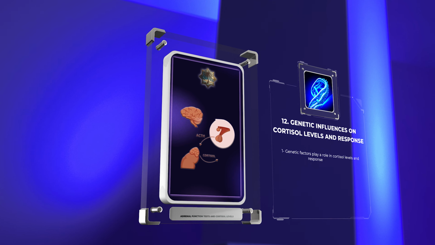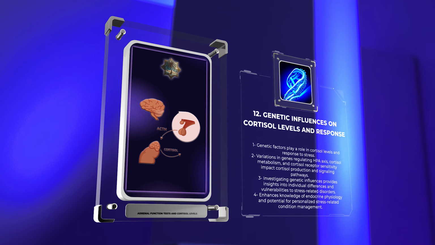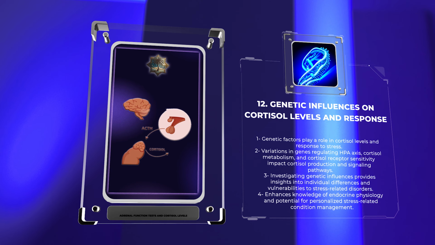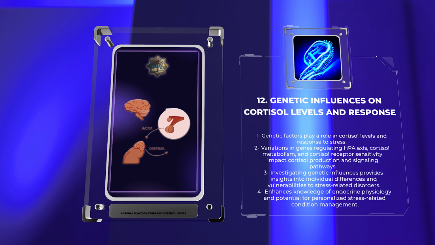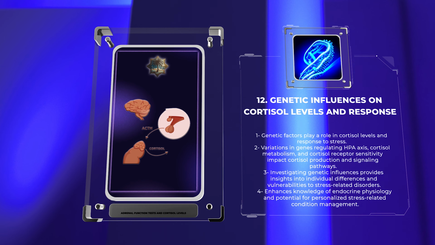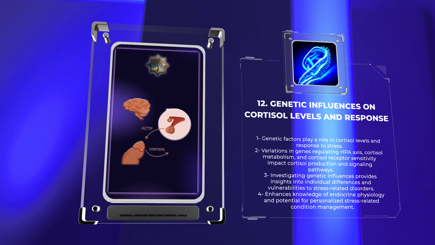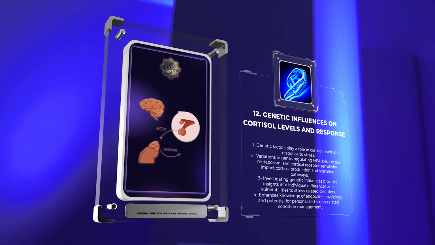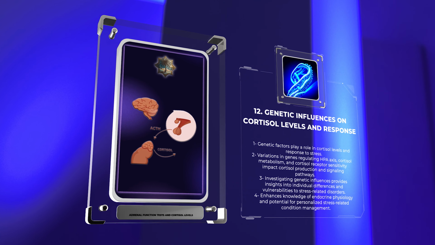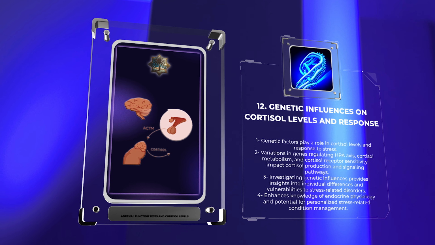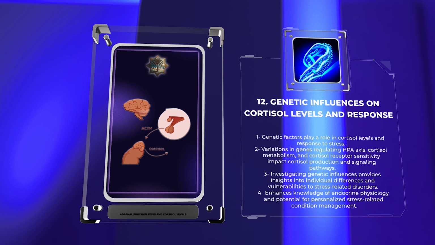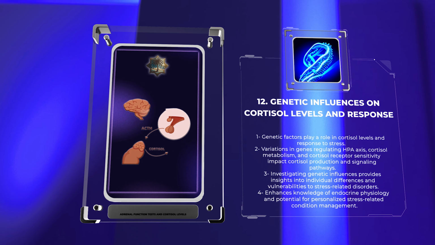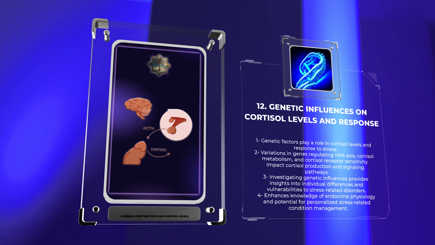Genetic factors play a substantial role in determining cortisol levels and how individuals respond to stress. Variations in genes responsible for regulating the hypothalamic pituitary adrenal (HPA) axis, metabolizing cortisol, and influencing cortisol receptor sensitivity can all impact the production and signaling pathways of cortisol. Investigating these genetic influences allows us to gain insights into the differences in cortisol levels between individuals and their vulnerabilities to stress-related disorders. By unraveling the complexities of genetic influences on cortisol, we can enhance our knowledge of endocrine physiology and potentially develop more personalized approaches to managing stress-related conditions.